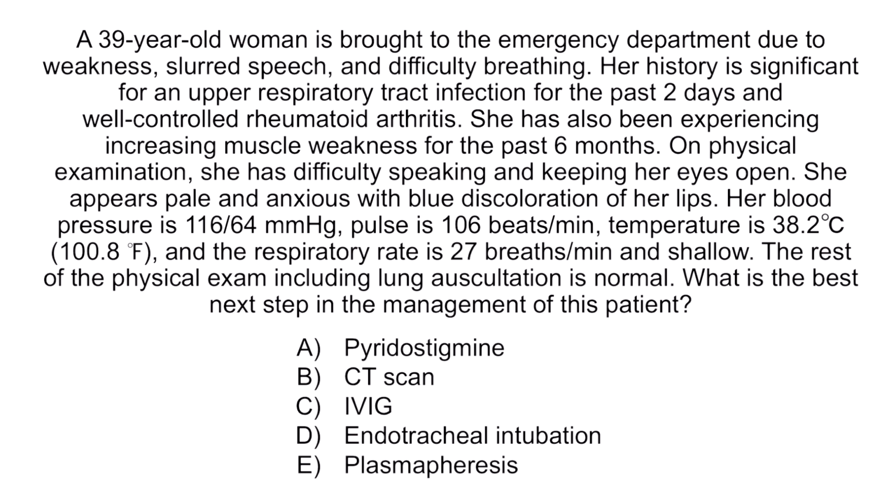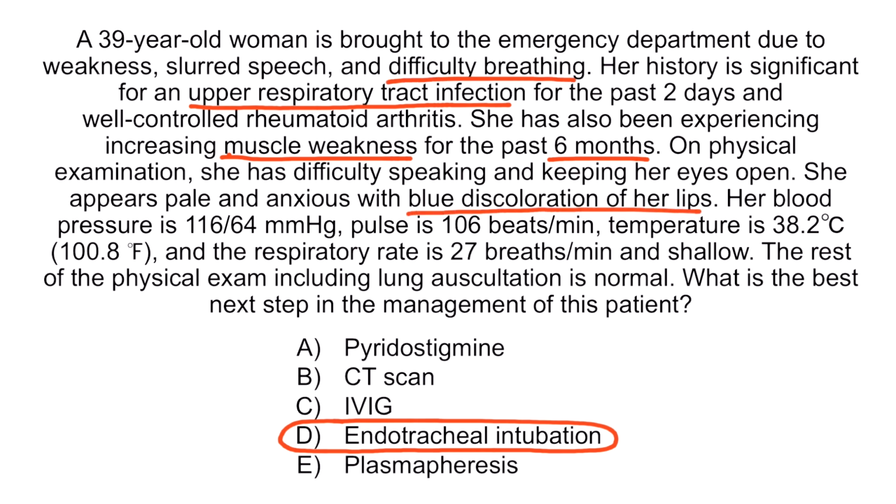All right, so this patient is most likely presenting with myasthenic crisis. And recall that this is a life-threatening exacerbation of myasthenia gravis that needs urgent endotracheal intubation. So the correct answer is option D, endotracheal intubation. The patient has been experiencing muscle weakness for the past 6 months, and her current symptoms are likely caused by her upper respiratory tract infection, which exacerbated the symptoms of the undiagnosed myasthenia gravis. Hence, she presents with severe respiratory muscle compromise, as well as difficulty breathing, cyanosis, and bulbar symptoms with difficulty speaking and keeping her eyes open.